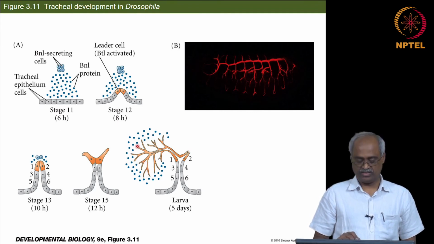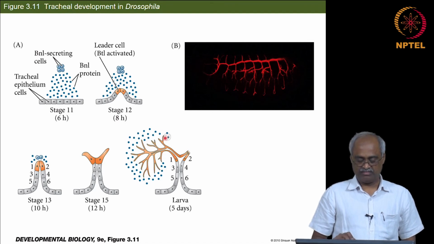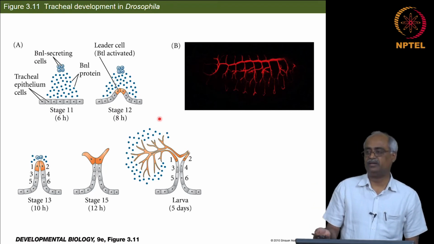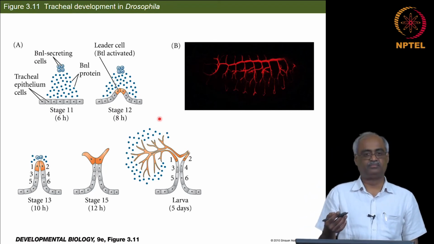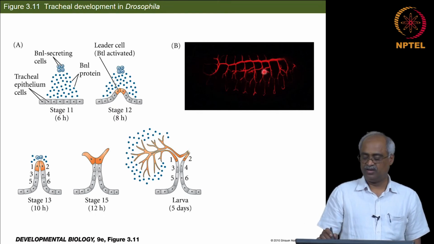Clear? So these structures are not made by multiple cells. A single cell branches like this by reorganizing its actin cytoskeleton and the external cadherin adhesion. So this is a view of the actual tracheal system of the Drosophila.